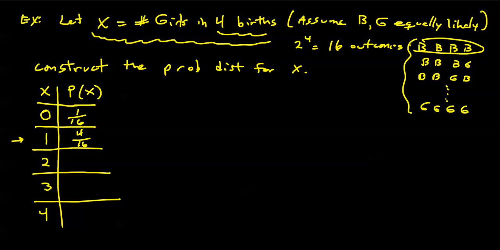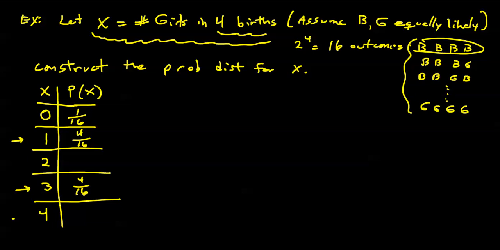Alright, let's leave 2 for a moment. I'm going to go on to 3 girls. Well, if you've got 3 girls, that means 1 boy. And similarly to the 1 girl case, you've got 4 possible slots for that 1 boy. Hence, 4 out of 16 outcomes have 1 boy, or a 4/16 probability for 1 boy.